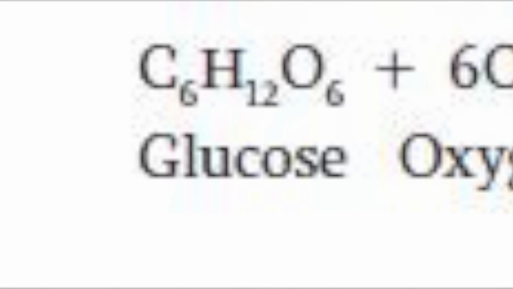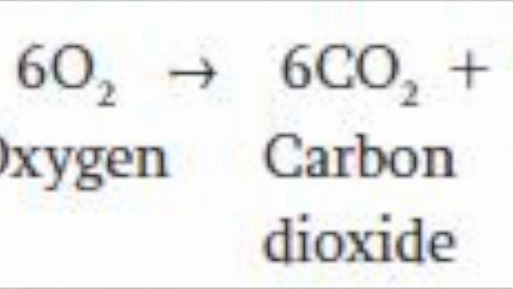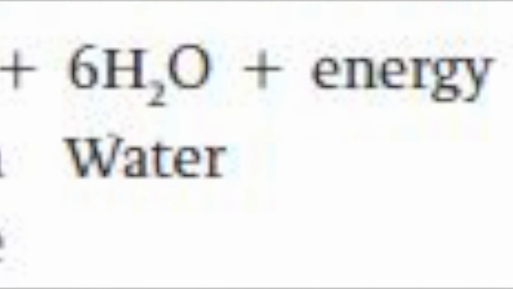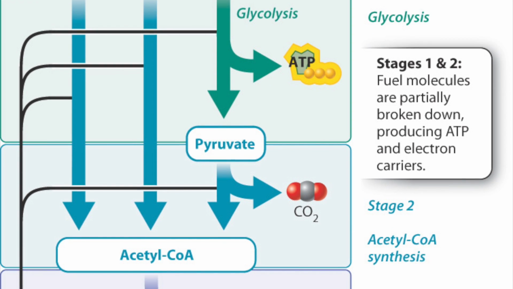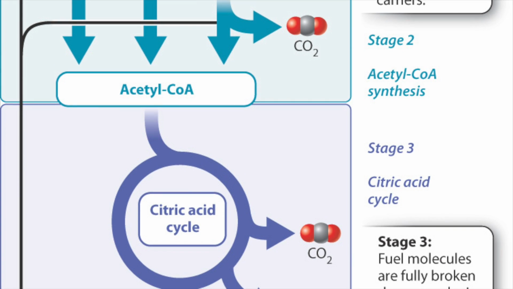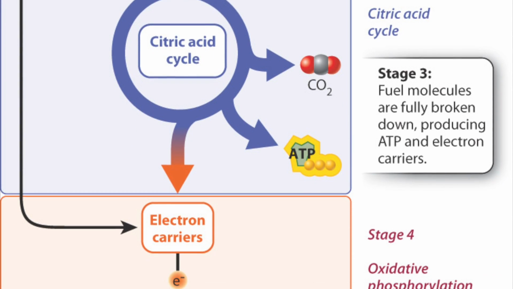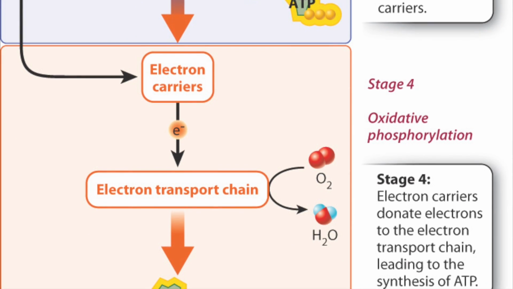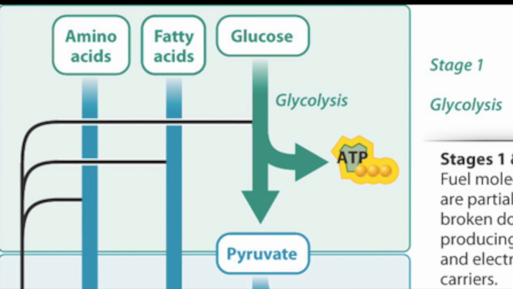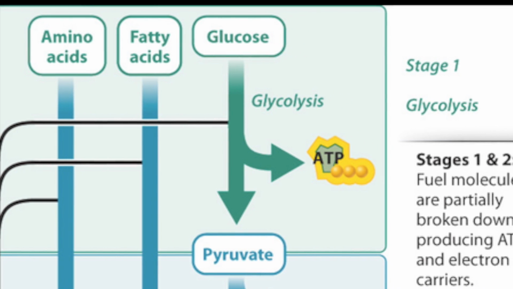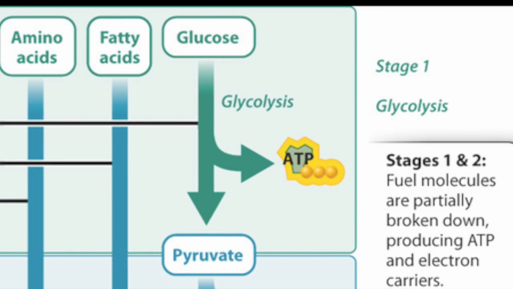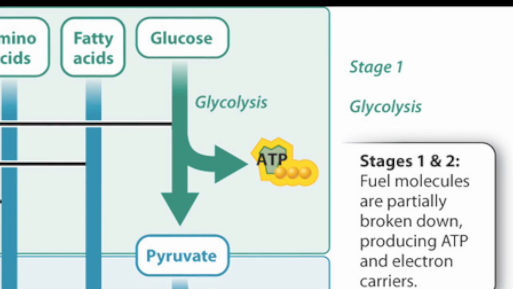The formula for cellular respiration is glucose and oxygen are converted into carbon dioxide, water, and energy. Cellular respiration is broken down into four stages: glycolysis, acetyl-CoA synthesis, citric acid cycle, and oxidative phosphorylation. The first stage, glycolysis, is when glucose is converted into pyruvate.